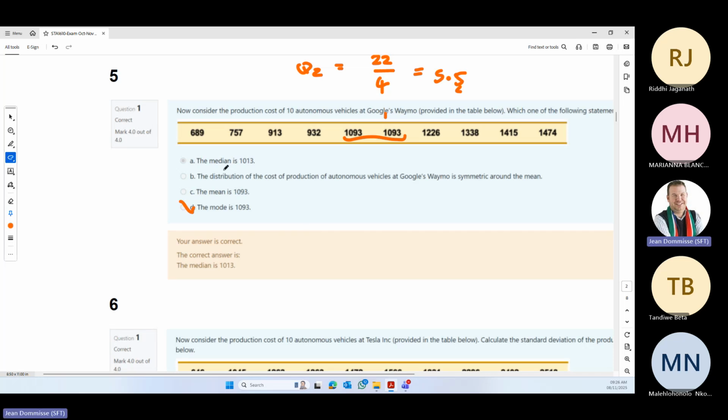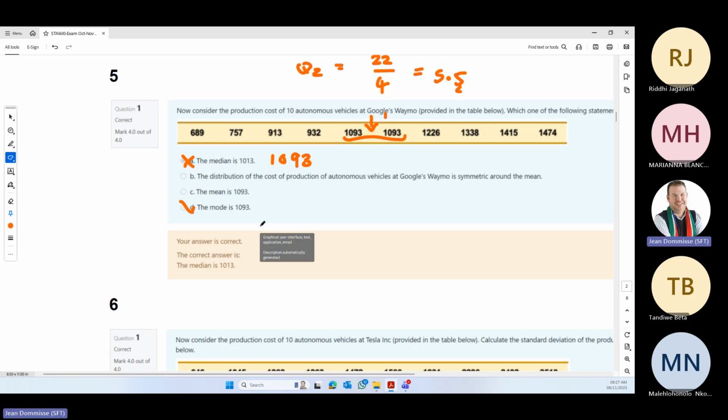Let's look at median. Median is the one in the middle. 4, 5, 6, 7, 8, 9, 10. So between 5 and 6, 1, 2, 3, 4, 5. Okay, median in the middle. Incorrect, 1093. Okay, so then let's just look at the other two.